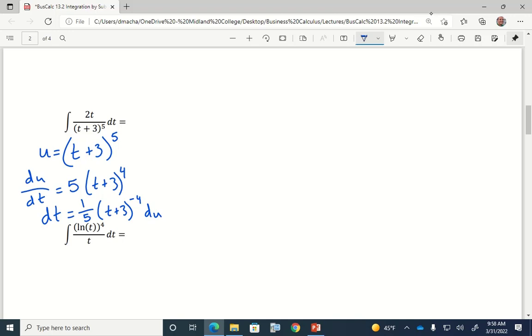And now I'm going to make this substitution. So this is going to be antiderivative of 2t divided by u, because u is t plus 3 to the fifth power. That was my choice for u. Times dt, and dt is 1 fifth times t plus 3 to the power negative 4 du.